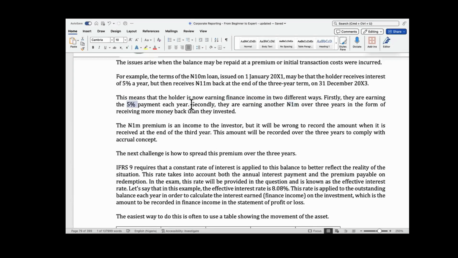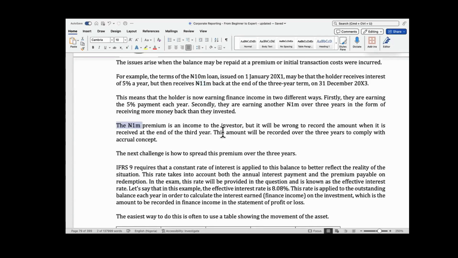But this 1 million is an income to the investor, no doubt. But it would be wrong to record the amount when it is received at the end of the 3rd year. Because you might be tempted to think that this extra 1 million will be received at maturity, at the end of the 3rd year, and that is when you are going to recognize it. That would be very wrong.